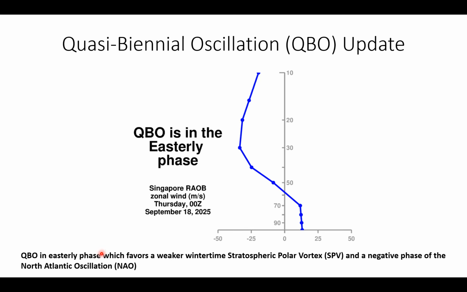And generally, a QBO in the easterly phase tends to favor a weaker wintertime stratospheric polar vortex, and a negative phase of the NAO. Now, I just recently was posting something like this yesterday in social media, and BAM Weather, they came back with a really great point, and I'm going to call it out. BAM Weather replied back to my comment about, hey, easterly QBO favors a weaker stratospheric polar vortex and a negative phase of NAO. But they did make a great point. They did mention that in a La Nina type situation, actually it favors the opposite.